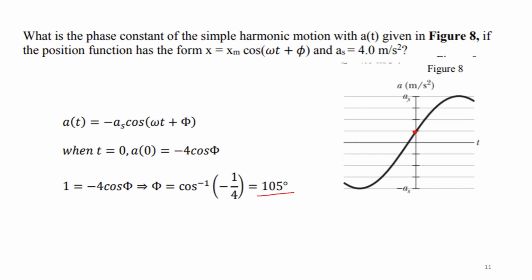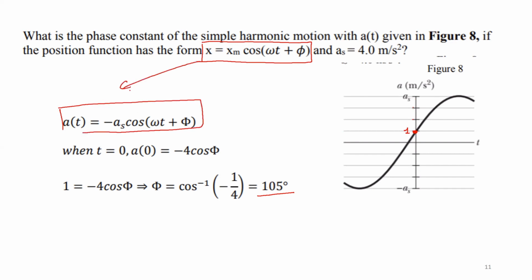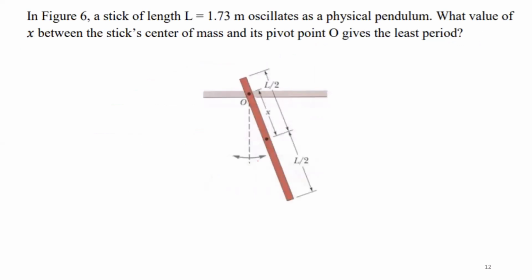So this is 4, that means this is 3, this is 2, this is 1. So you know that this is a form. Of course, that means acceleration will give you minus this, because you derive two times. So this is A max, and A max here, we call it AS. And then you say at t equals 0, what do I have? Well, this is equal to 1. So the only unknown is phi, and you get phi by cos inverse.